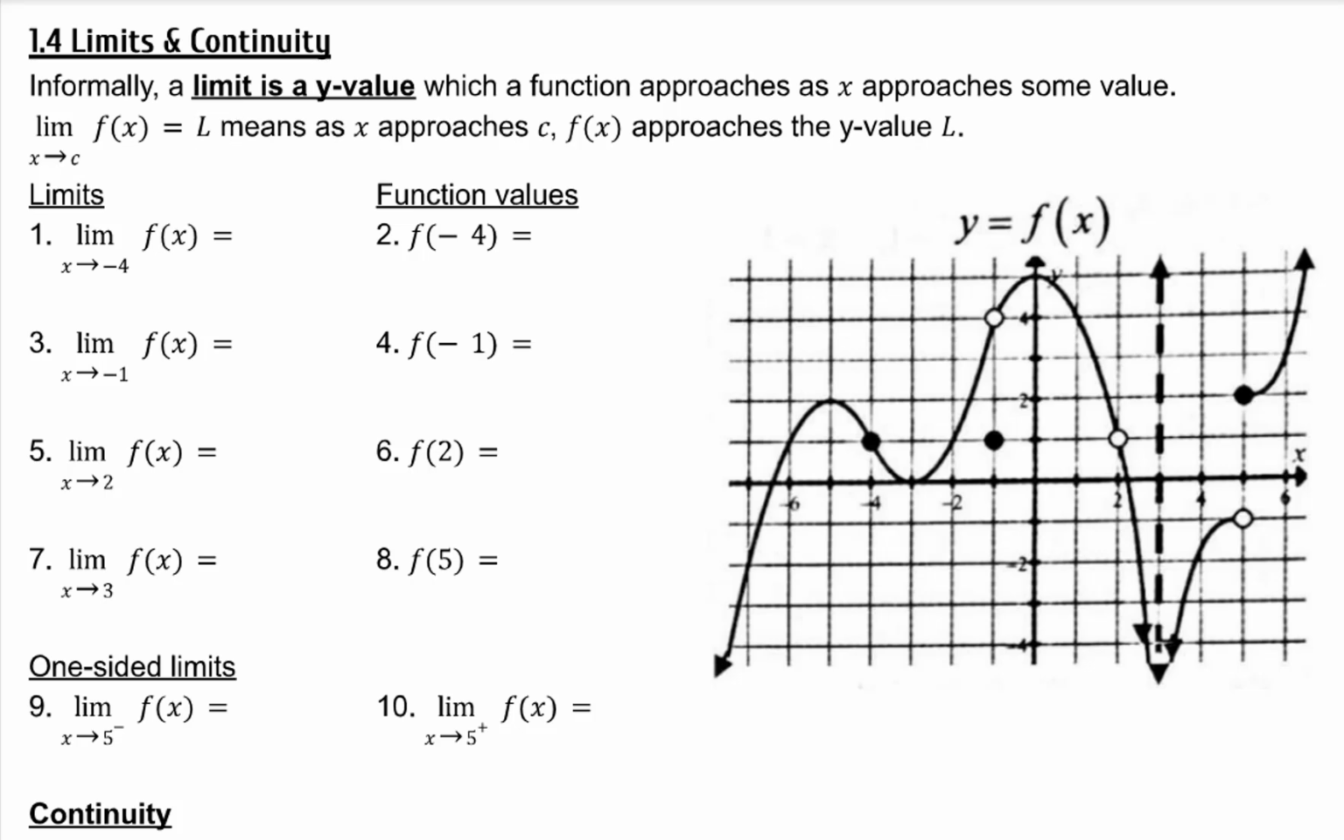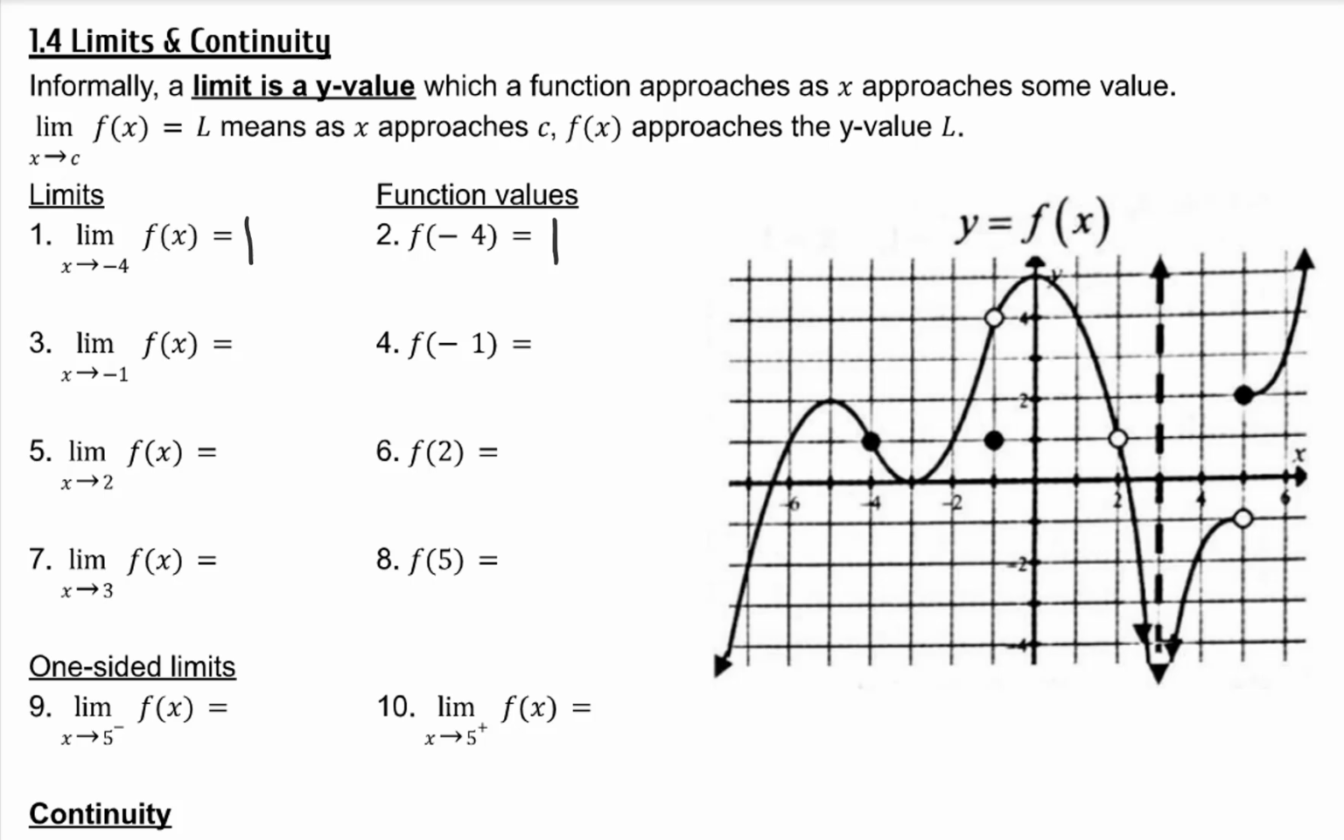Find the limit of f of x as x approaches -4. As the x's are approaching -4 from the left and the right, what y value is this approaching? The y value that we're approaching is 1. And in this case, it just so happens that the limit is also equal to the value. So f of -4 is 1 because the point at -4 is (-4, 1).